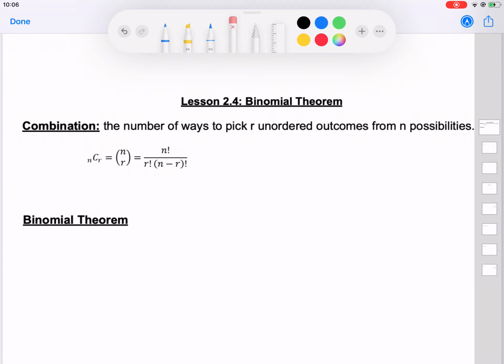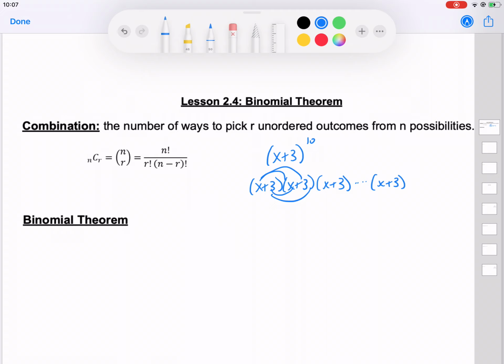All right, welcome back. We're going to go ahead and do 2.4, which is talk about the binomial theorem. Before we talk about the binomial theorem, let me explain why we're even interested. If I asked you to expand x plus 3 to the 10th power, a lot of you would probably have to write it out, x plus 3 times x plus 3 times x plus 3, 10 times, and then go ahead and distribute everything.